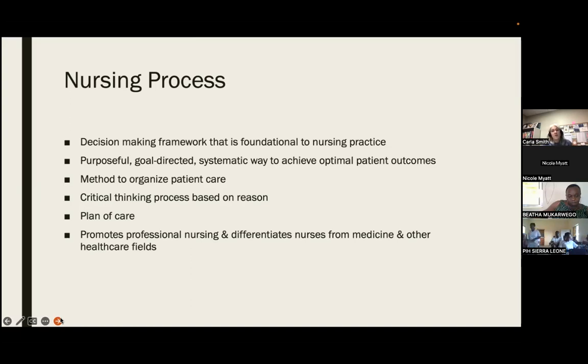It allows us to make very unique plans of care, whether it's for an individual, for a family, or for a community. And most importantly, it really differentiates us from the practice of medicine and other healthcare roles. Because as nurses, we take a holistic approach, whereas in medicine, they take a very disease specific approach when they're caring for patients. This is why patients benefit from a blend of both medical and nursing care, very unique from one another.